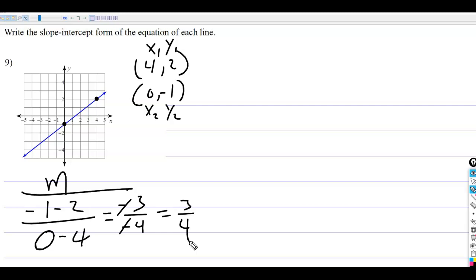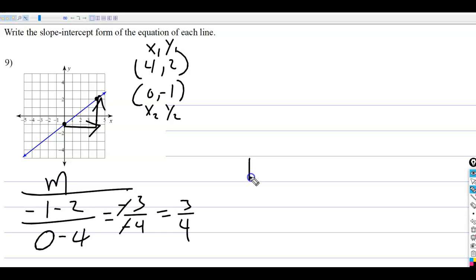Or you can get kind of creative here and just realize it's over 4, up 3. The only problem with doing it that way is you have to be careful with your signs. Right is positive, up is positive. You have to remember that left and down are negative numbers, so you have to be careful with your signs if you're going to do it geometrically. But the formula works as well.